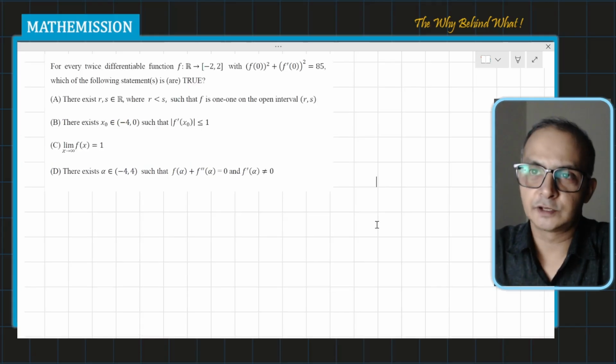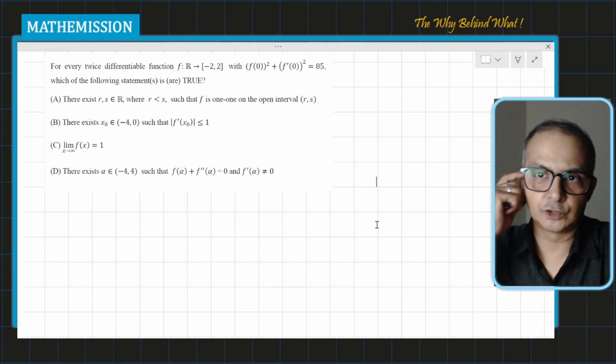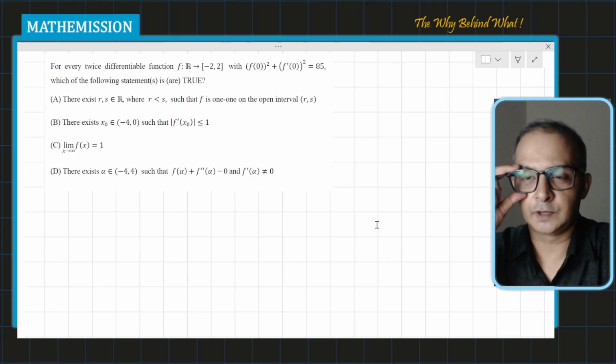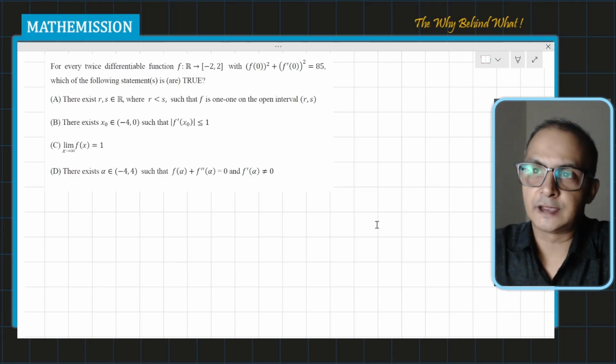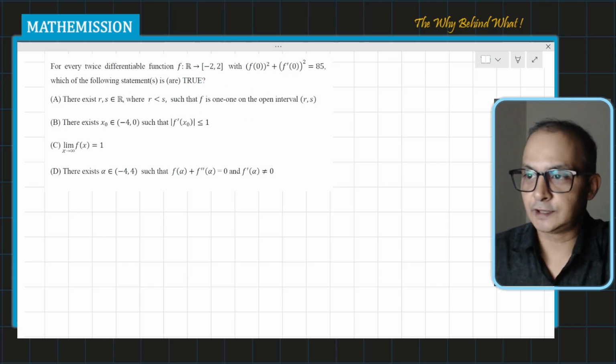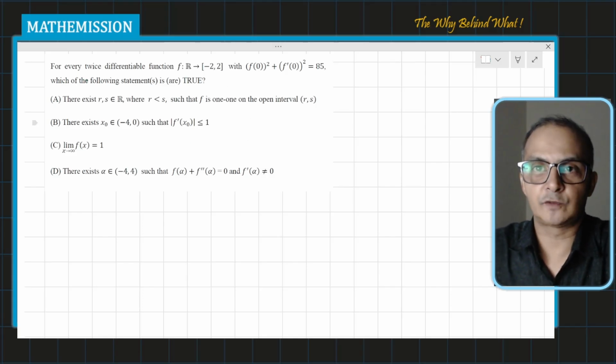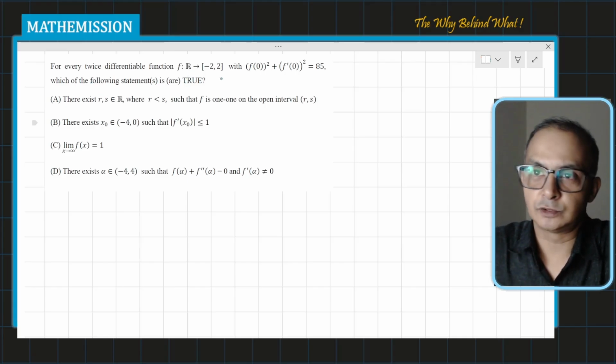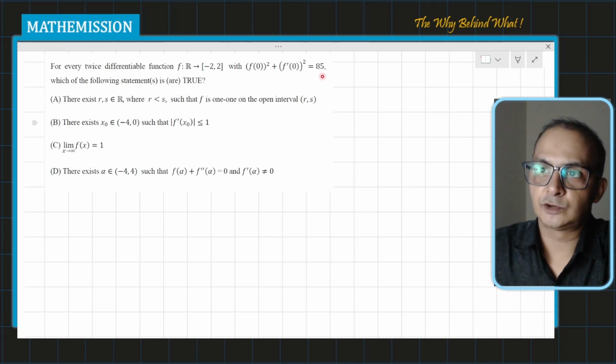There is another version of the solution you can find on the internet or in other recommended books also, where we assume the function as the trigonometric function sine 85x and all those things. So first of all, read the question carefully. The question says that for every twice differentiable function f from R to minus 2 to 2, with f(0) squared plus f dash 0 squared is 85, we have to find out which of the following statements are true.